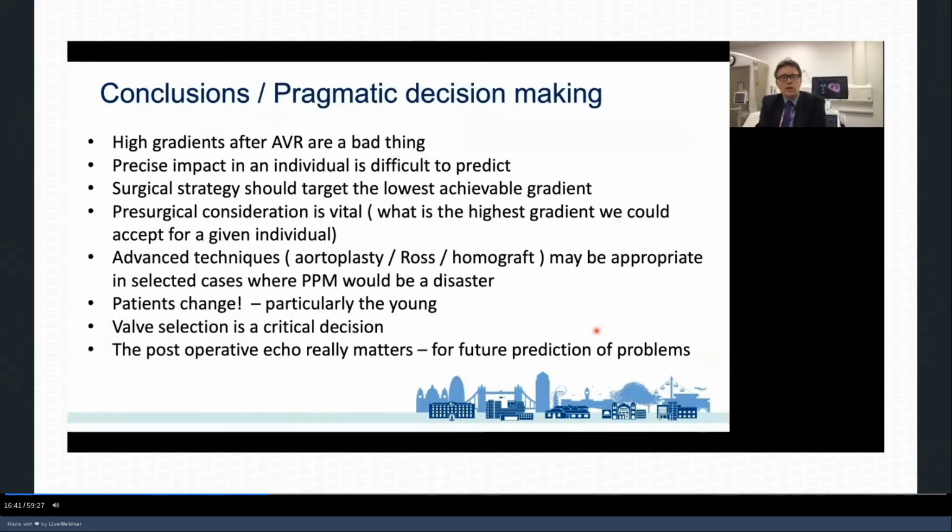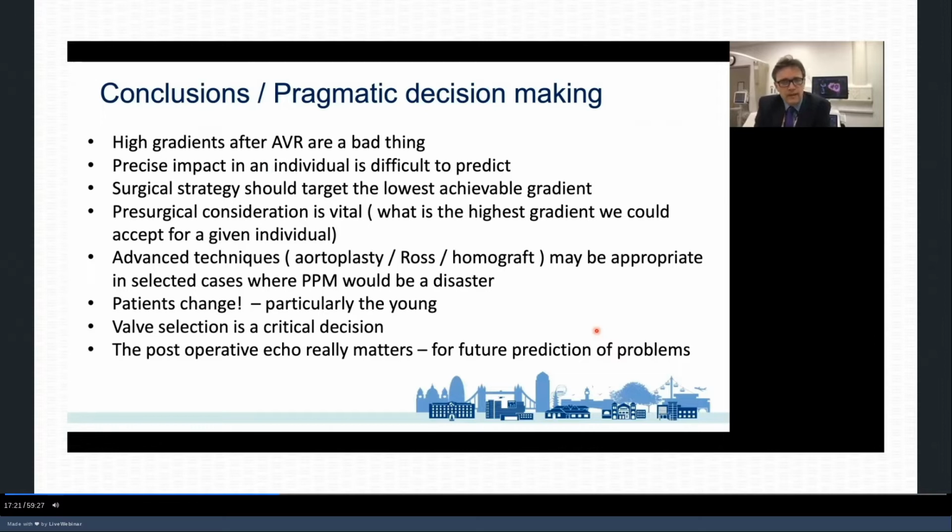So in conclusion, and to draw some perhaps pragmatic decision-making points, I think we can say the following. High gradients after an aortic valve replacement are, in general, a bad thing. The precise impact, however, on an individual is difficult to predict. The surgical strategy should target, therefore, the lowest achievable gradient in an individual patient. And in trying to achieve this, pre-surgical consideration is vital. And in particular, what is the highest gradient that you could possibly accept for a given individual?